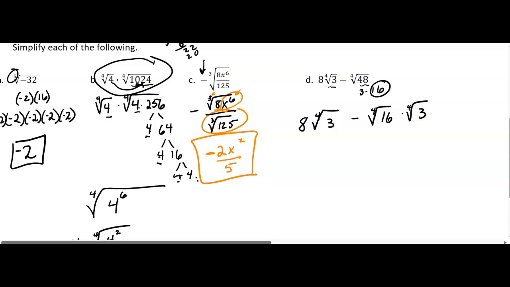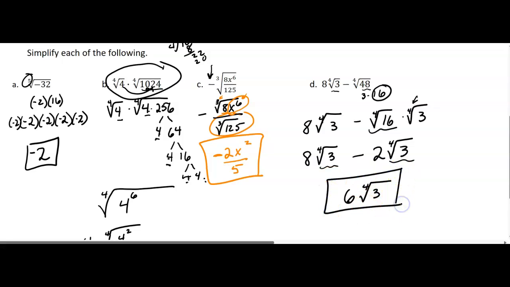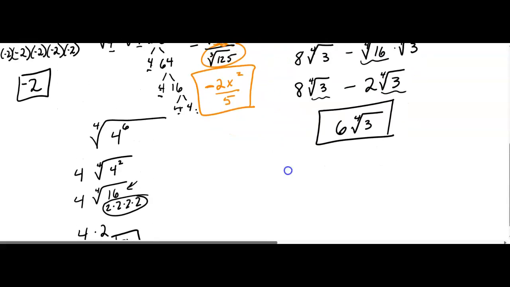Whenever you have a 4th root or a cubed root where the index is not 2, not a square root, you have to make sure you always put the index, okay? Otherwise, it's going to look like a square root. Okay, so I have 8, 4th root 3. But this, we've already done that a couple times. The 4th root of 16 is 2. 4th root 3. Oh, it's subtraction, though. But look, the radicals are the same. So you can subtract 8 minus 2, 6, 4th root 3. And is that the last one? I think so. Yeah. All right.